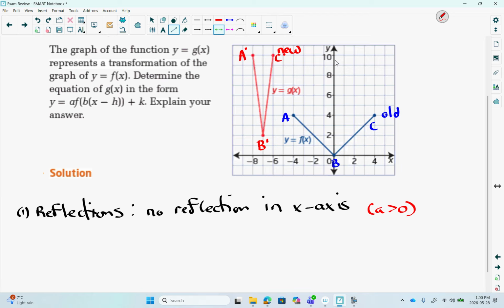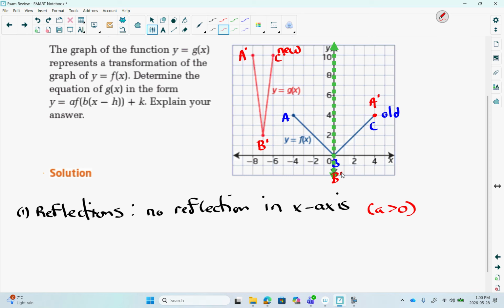Now, is it reflected in the y-axis? Here's what you would do. What would happen if I reflected it in the y-axis? What would happen to this point, A, -4, 4? It would go to this side, where C is. The x value would get multiplied by -1. So my A prime would go over here.